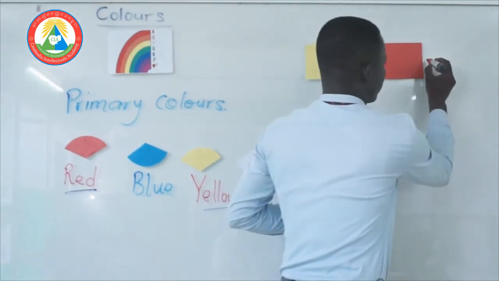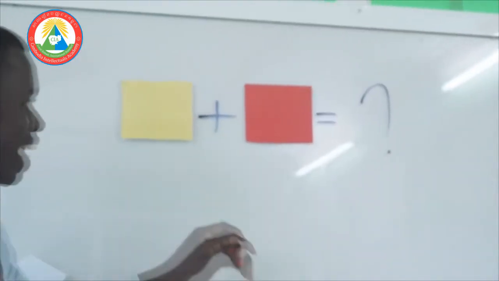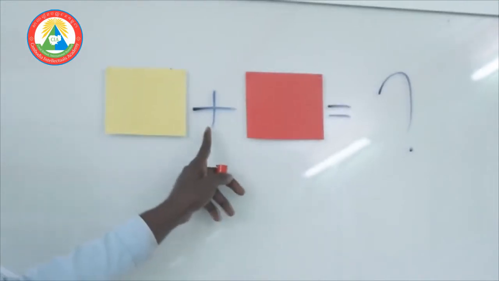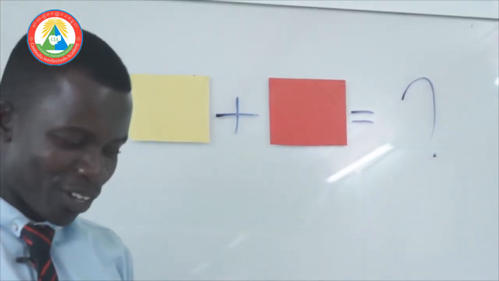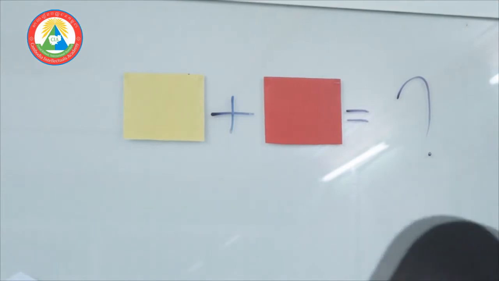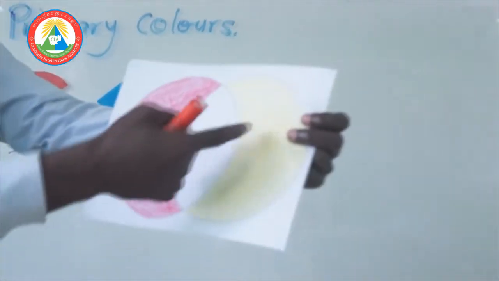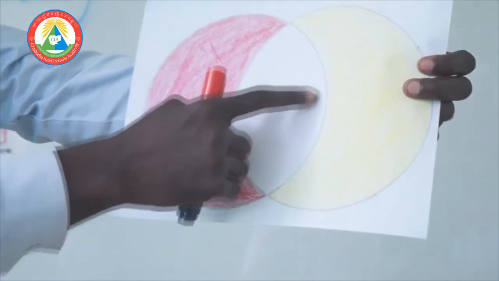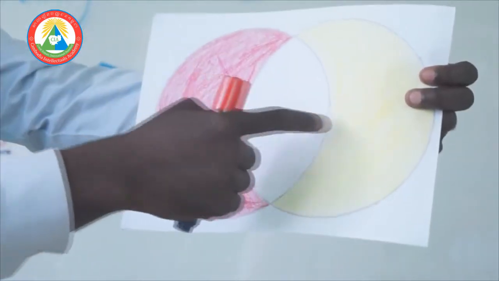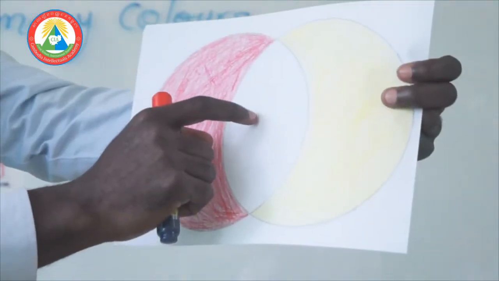Okay, so now let me take this one. We don't know. So now we are going to mix yellow and red. What you get here is the secondary color. Okay, let me place this one here. Okay, good. So now as you have already pasted on the board, this is the red and then this one is the yellow. Now we are going to mix the two. So here, we color here first red and also color the same portion yellow. So the color that will come here is the secondary color. Now let's go on.